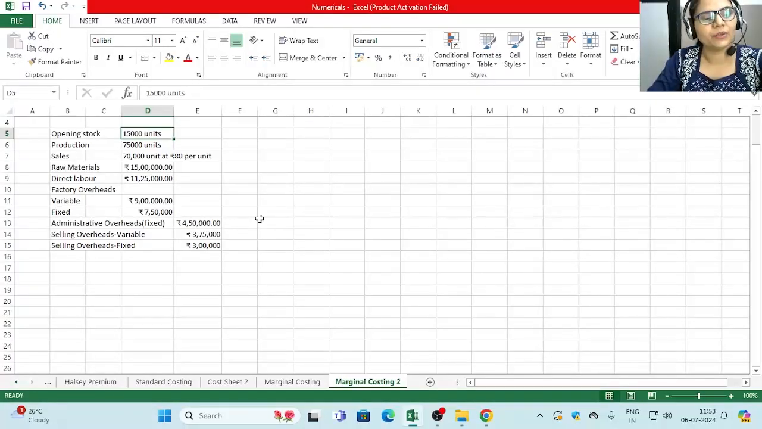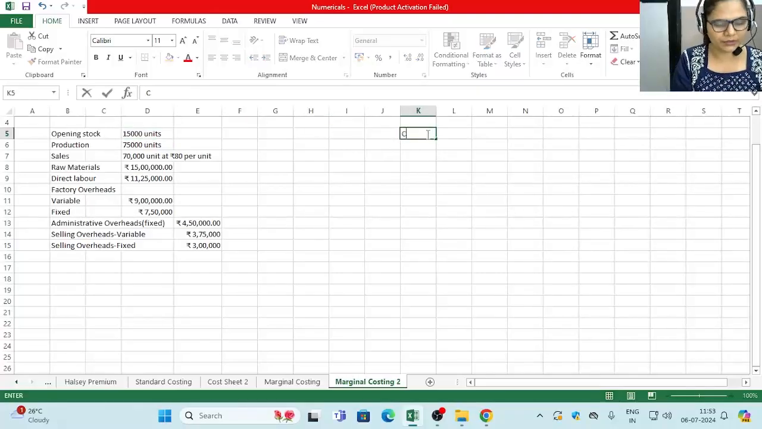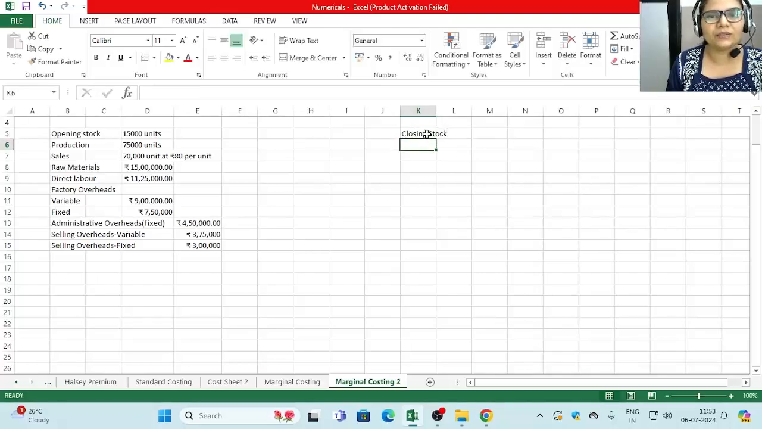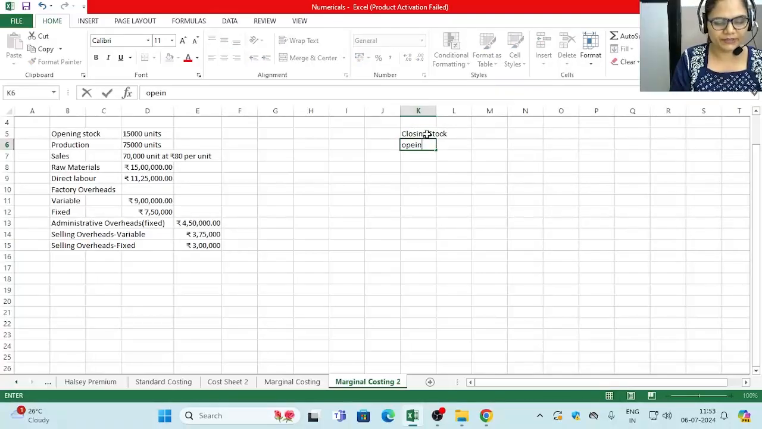Because in this particular question, we are not given the closing stock, we are only given the opening stock. So how will we calculate the closing stock? Closing stock is calculated as follows. Opening stock is 15,000 units.